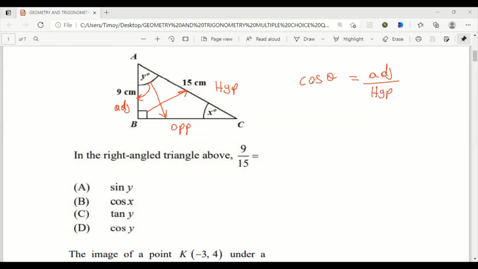Now, what's the angle in this case? That would be y degrees. So it would be cos of y degrees is going to equal the adjacent length, which is 9, divided by the hypotenuse length, which is 15. So clearly here you can see that 9/15 is equal to cos y. So our answer for this problem is going to be D.